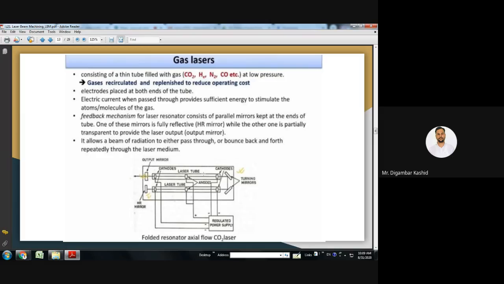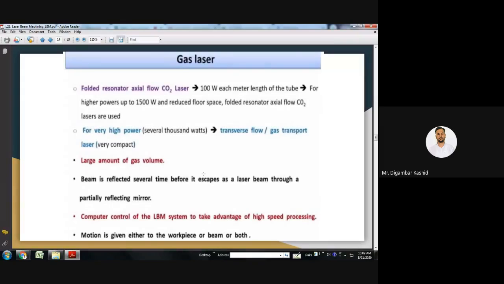Normally, folded resonator, axial flow CO2 lasers are used. A maximum of 100 watt laser power can be generated for 1 meter length of the tube. Suppose our requirement is a few kilowatts. In that case, the length of the tube will be very long. So you can use small lengths of tube, and many tubes can be connected to each other. In that case, folded resonator axial flow CO2 lasers are used to reduce the floor space.